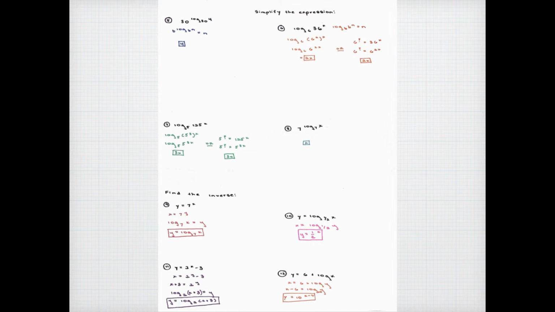Number 8 is just like number 5, where your answer would just be your n, which is x. Here for the inverse, remember, you're going to switch your x and your y. So I switched my x and y here. Now in order to get y by itself, I need to take the log base 7 of x, and that equals my y. If we undid this, remember, this is 7 raised to the y equals x, and so that's exactly what I have here. So your inverse would just be y equals log base 7 of x.